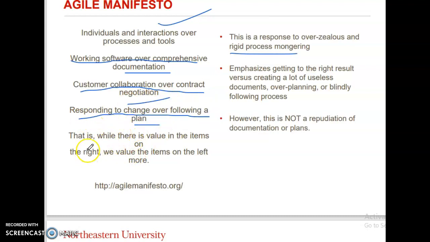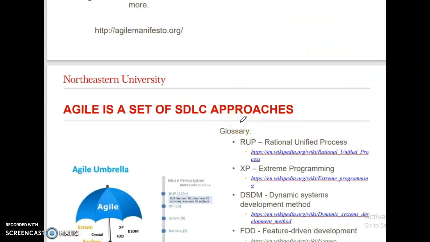That is, while there is value in the items on the right, we value the items on the left more. This is a response to overzealous and rigid process mongering. The emphasis is on getting to the right result versus creating a lot of useless documents or planning, or blindly following process. However, this is not a rejection of documents or plans.